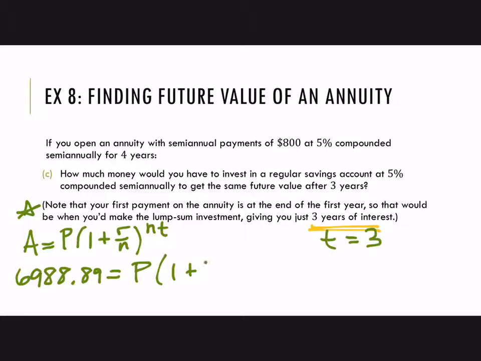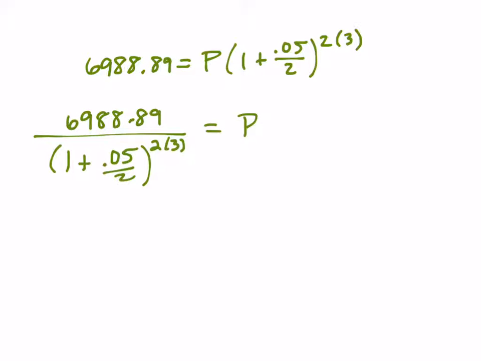Figure out what principal would need to be invested to get the same future value. So we have a 5% rate, compounded semi-annually for just 3 years. Let's try to simplify all of this on the right, or another option is to just divide both sides by that whole amount. Let me show you what that would look like on your calculator. If you want to solve for P, you would divide both sides by the rest of the term that's over there, the stuff that's multiplied by P. So that's this line.